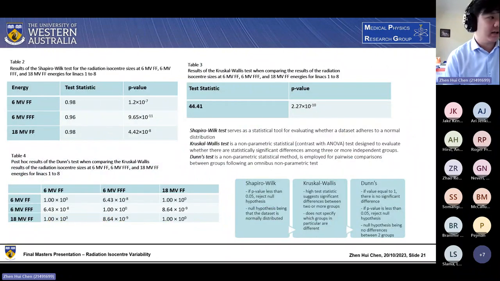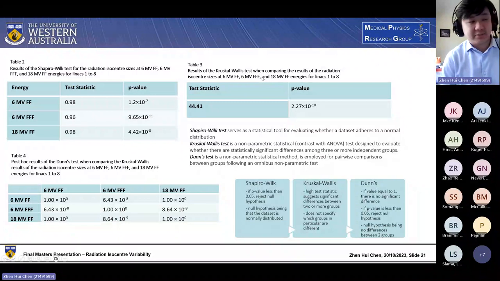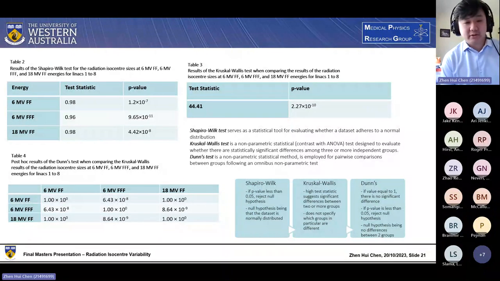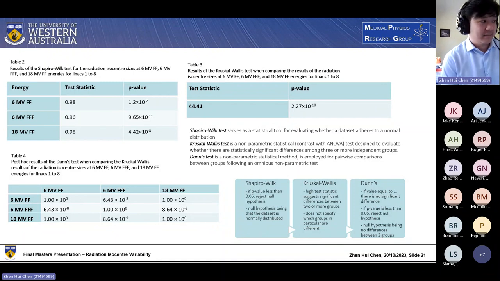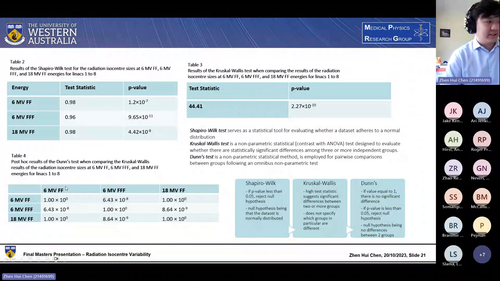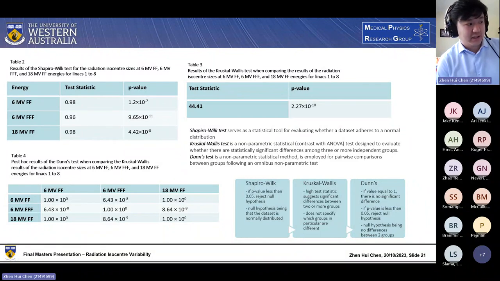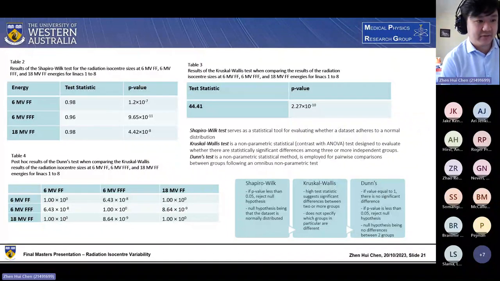The Kruskal-Wallis test, again, for table three, we can see that the p-value is way less than 0.05, and this suggests that there is a significant difference between two or more of the groups, but we do not know which group it is. So we end up doing the Dunn's test to find out which combination actually produced the greatest differences. If the value equals one, there's no significant difference. And if we look in the table below, we can see that each energy grouped with itself gives a value of one, which makes sense because the same data set compared to itself will have no significant difference.